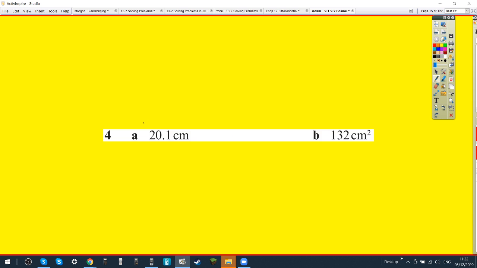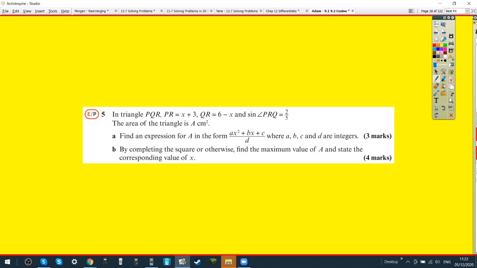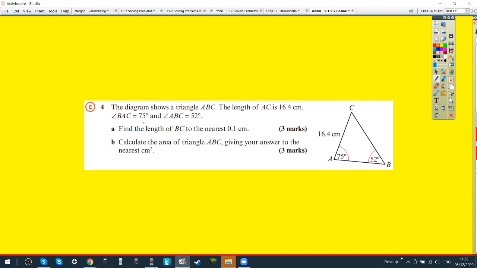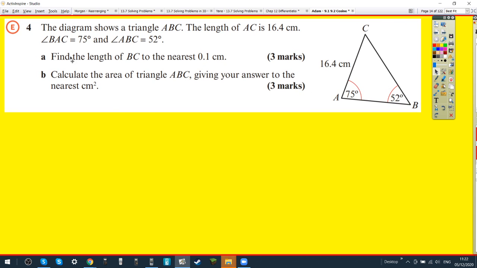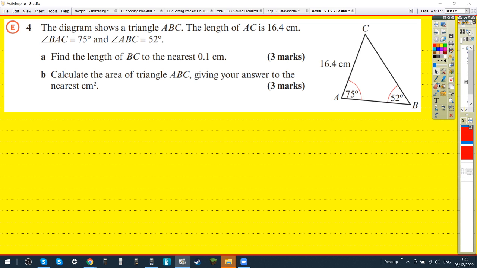All right. Hang on a second. Let me look at these questions. Other than their little games that they're playing with me. Find the length of B to C. That's easy peasy. Calculate the area of triangle A, B, C. Yeah, we better do it. All right. Question 8.